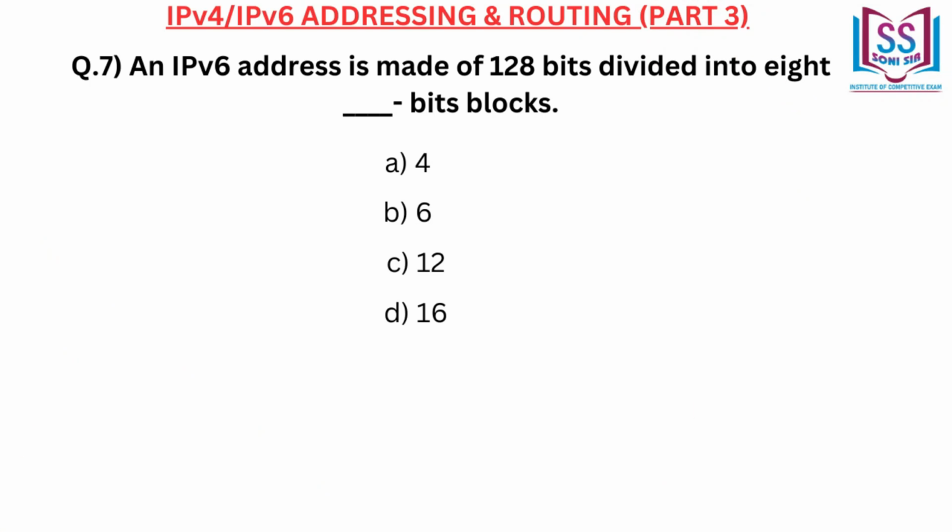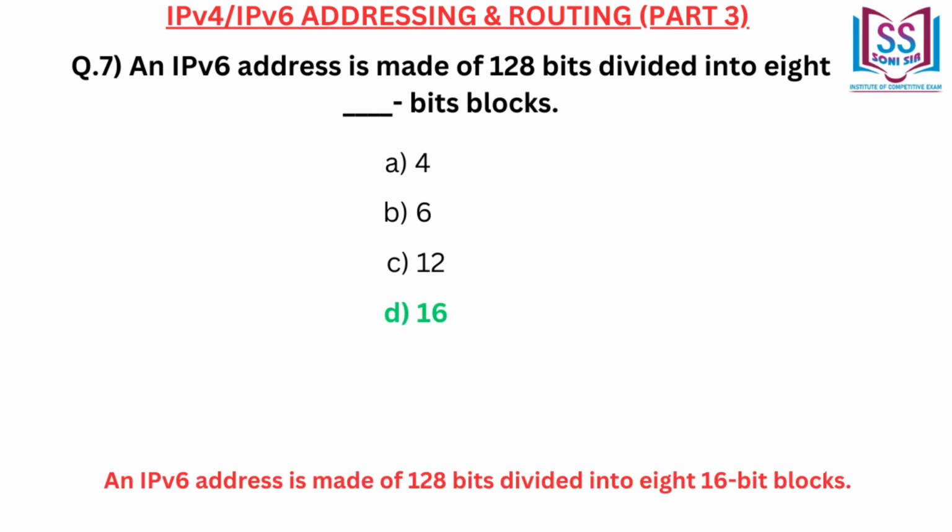An IPv6 address is made of 128 bits divided into 8 dash bits blocks. A. 4. B. 6. C. 12. D. 16. Correct answer D. 16. An IPv6 address is made of 128 bits divided into 8 16-bit blocks.